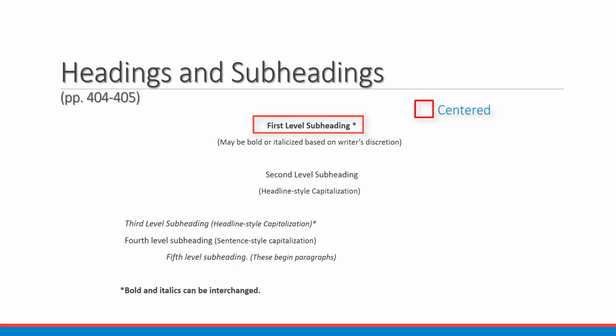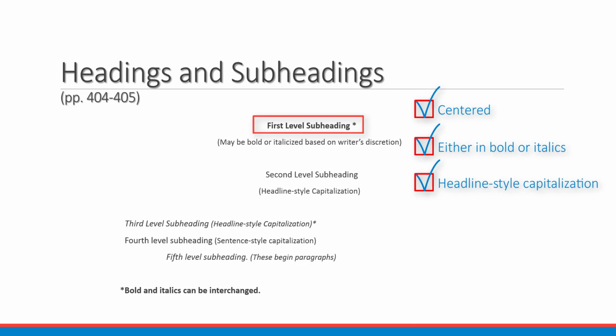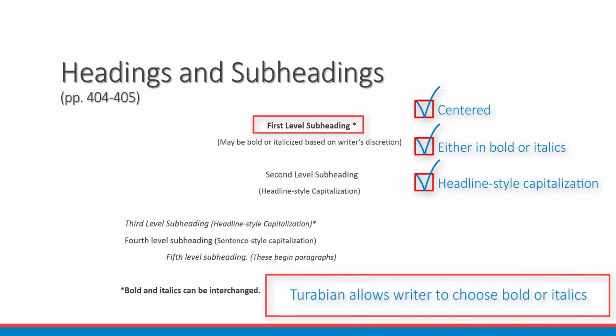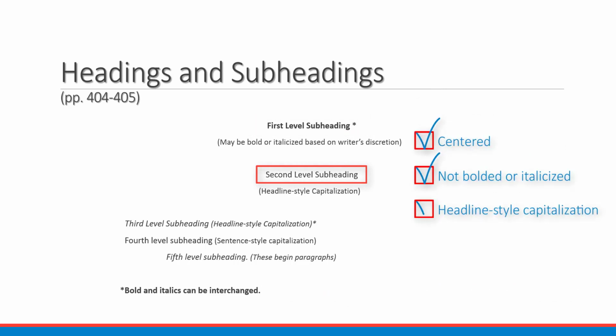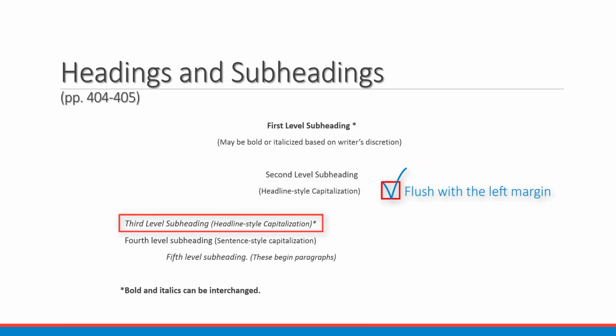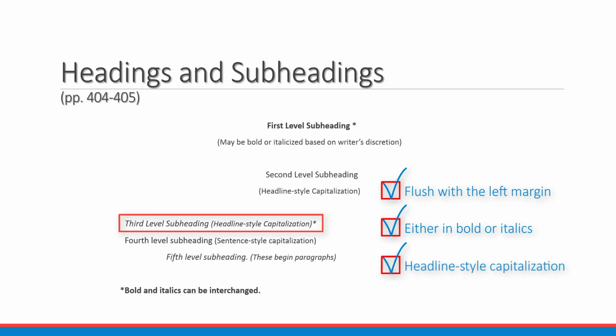First level headings will be centered in either bold or italics and use headline style capitalization. Turabian allows the writer to choose either bold or italics for this heading. The first main heading in a Turabian class paper is always titled Introduction. Second level subheadings will be centered, not bolded or italicized, and use headline style capitalization. Third level subheadings will be flush with the left margin in either bold or italics and use headline style capitalization.